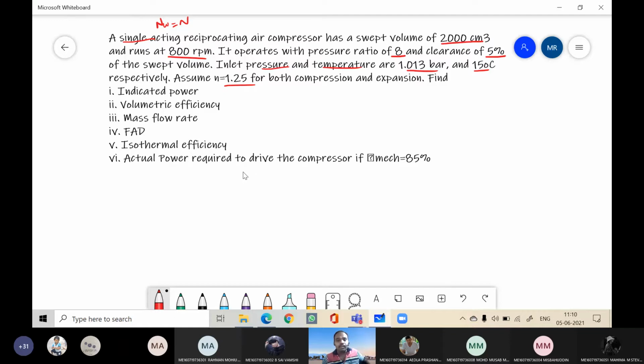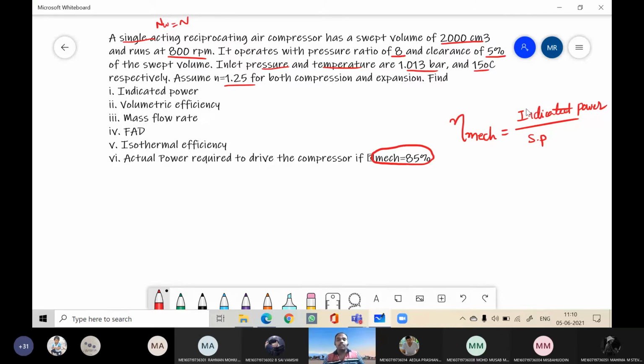Like the earlier problem, power required to drive the compressor data is missing. If mechanical efficiency is known, then we can calculate power required. Now, shaft power: what will be here in the numerator? Indicated power, very good. Indicated power to the shaft power. What is meant by indicated power? The work done during the polytropic process.